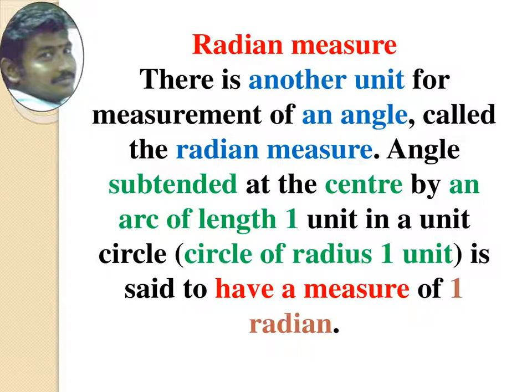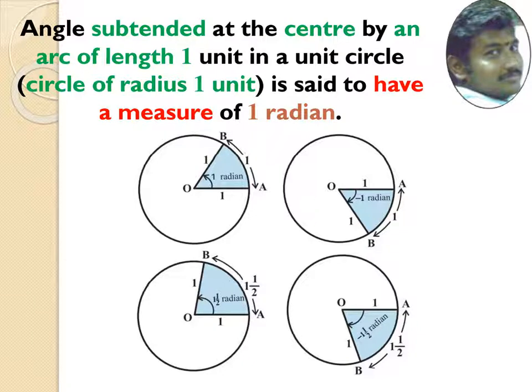There is another unit for measurement of an angle called radian measure. The angle subtended at the center by an arc of length 1 unit in a unit circle is said to have a measure of 1 radian. The arc length should be 1 unit and the radius also 1 unit. The first two circles have 1 radian. The next two circles have 1.5 radians.